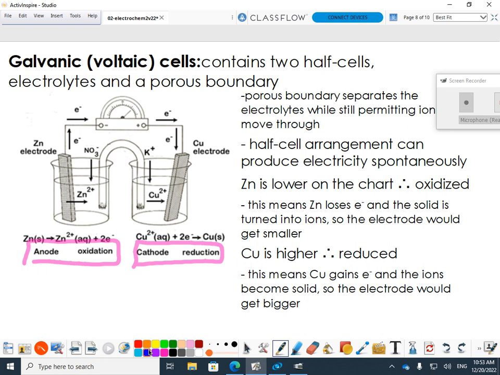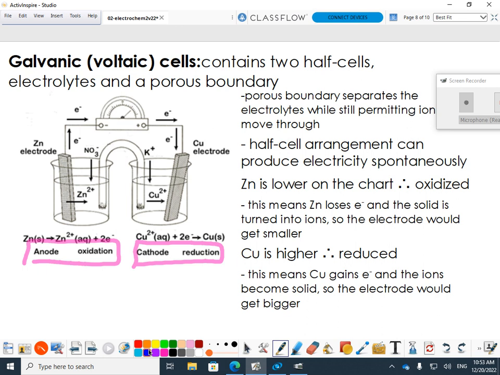So zinc, whichever one's lower on the chart, in this case is zinc, will be oxidized. The zinc loses electrons. And as the zinc loses electrons, the solid is going to be turned into ions. And this piece of metal would actually get smaller and smaller and smaller until, again, it ran out and the battery would die.